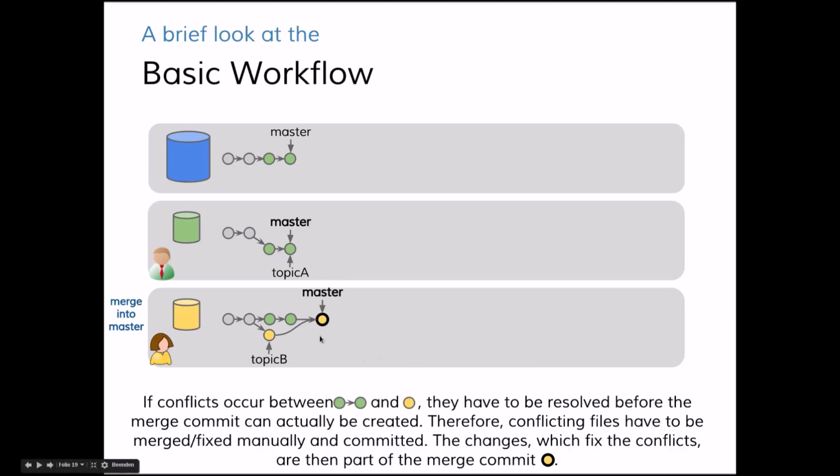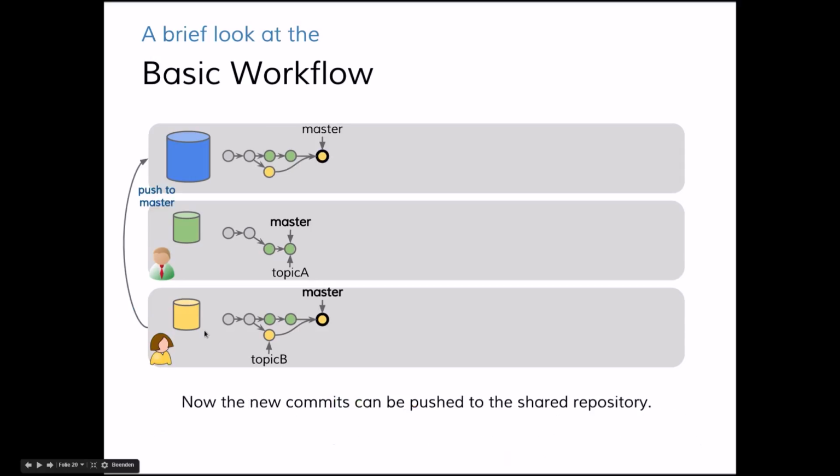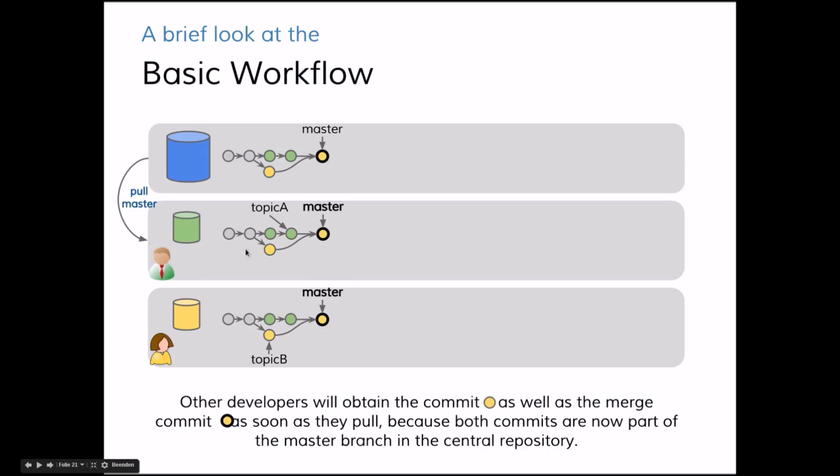Once we have merged topic B successfully into master, developer 2 is now ready to share her changes. As before, this is done by pushing her local master branch to the master branch of the shared Git repository. By this, all other developers, when they pull from master from the shared Git repository in future, will not only get her change inside this commit, but they will also get her merge commit, and can basically start to work from where developer 2 has stopped working.